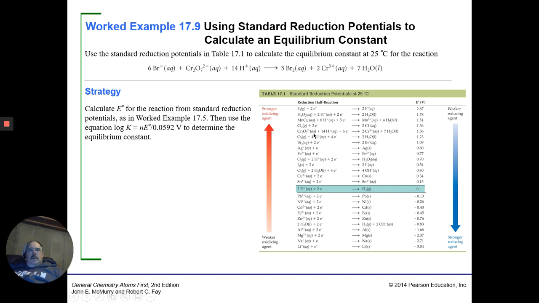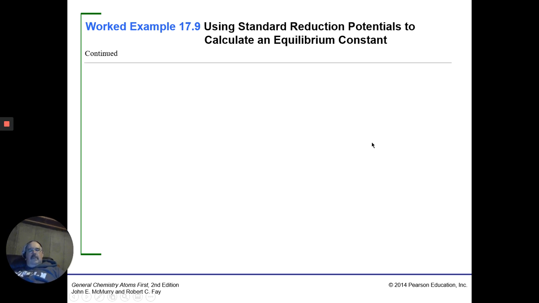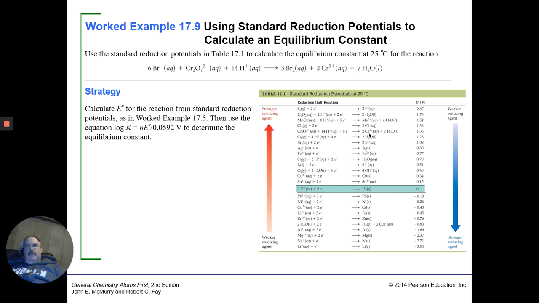Okay, so dichromate is here, and bromine is down here. So that is 1.36, and then we would change the sign of our species getting oxidized. So 1.36 minus 1.09. So that should be 0.25.